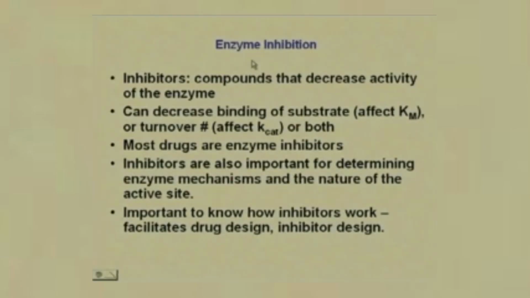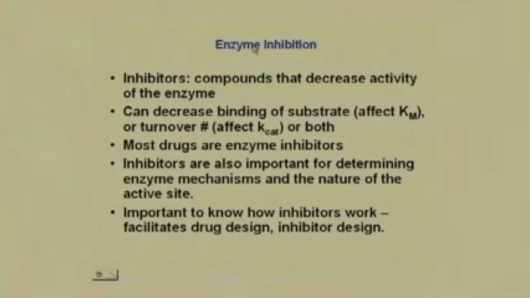So apart from knowing the structure and, once we know the function, there are certain designs to the drugs that can be made to determine how we can design what is called an inhibitor of a particular enzyme. Now what we want to do is stop the particular reaction that the enzyme is catalyzing. So these inhibitors are compounds that decrease the activity of the enzyme. Now how can they decrease the activity of the enzyme?